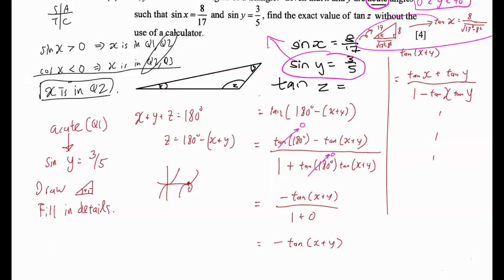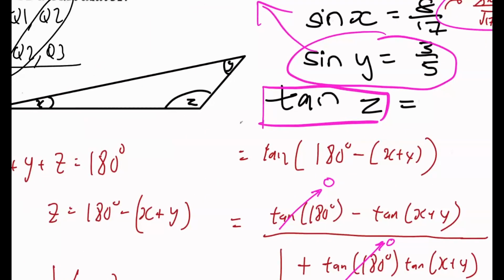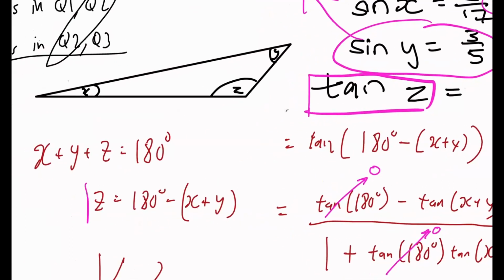But why do I want to find tangent Y? It's because of the following thing. The question actually asks you for what? Find the exact value of tangent Z. So over here, tangent Z, do you realize that Z is just the third angle of a regular triangle? So Z equals 180 minus bracket X plus Y. Oh, then you use an identity. Yes, correct.